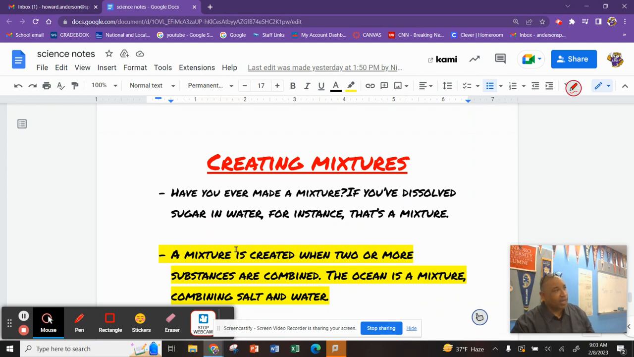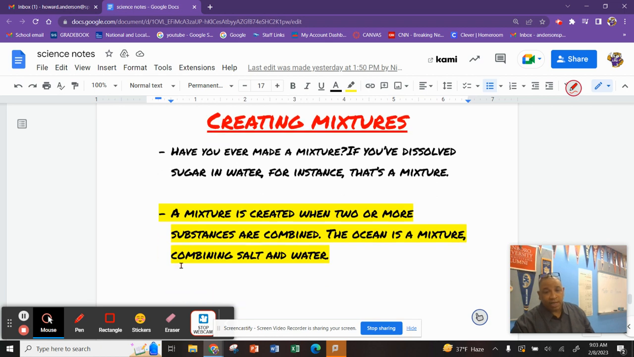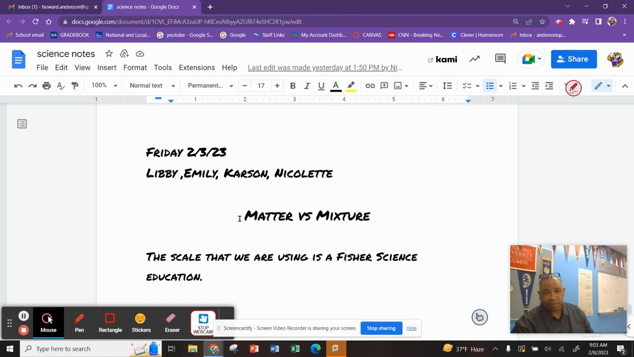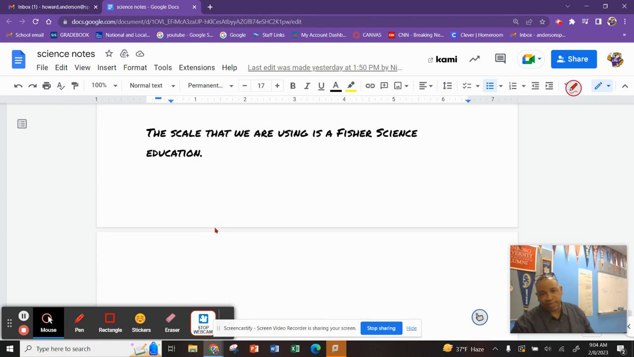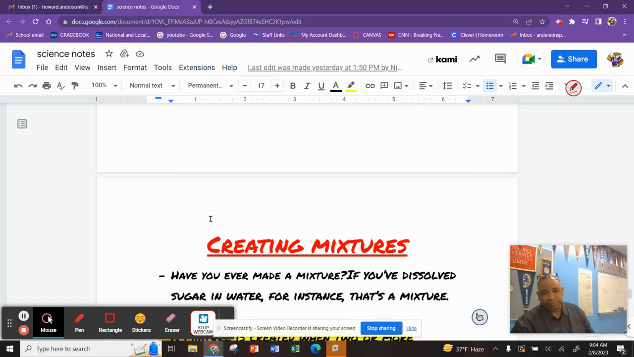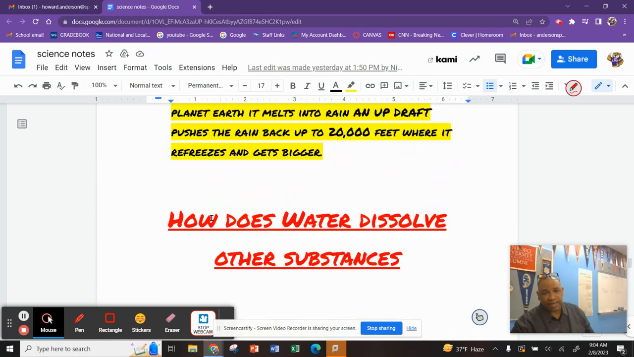This is the quick interactive hands-on thing that we did where we made some drinks. A mixture is when two or more substances are combined. The ocean is a mixture combining salt and water. We did this with water and Hi-C drink packets, and we made a mixture. At the tail end of the notes, these are the scientific investigations that we did. You can look at those, Mom and Dad.